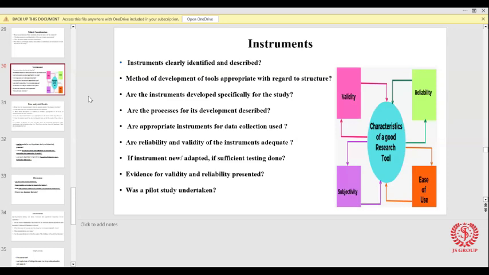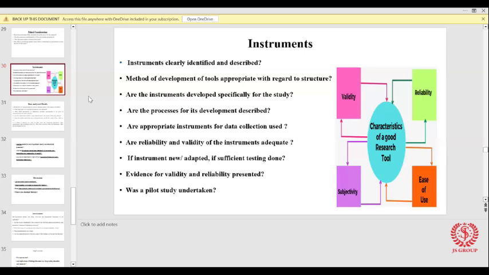So whether the method of development of the tool is appropriate with regard to structure: how they developed the tool. Sometimes we can prepare the tool, otherwise we can use a standardized tool already present. If a standardized tool is used, we need not go for content validity. But if we are modifying the standardized tool, or creating our own tool, then definitely we have to send our tool for content validity.